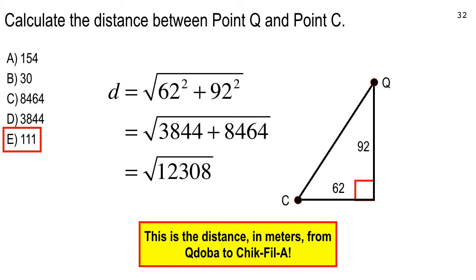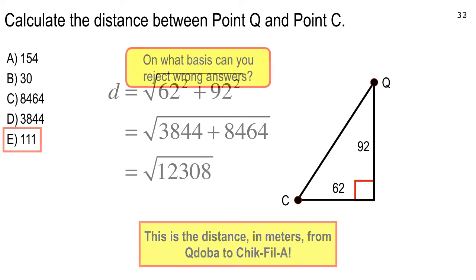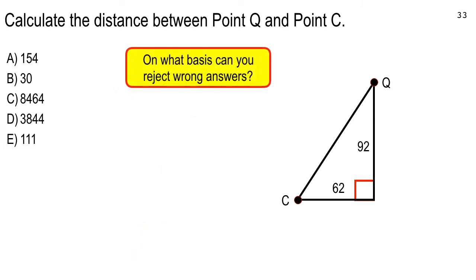By the way, this is the distance from Qdoba in the Student Union over to Chick-fil-A, and I am ready for lunch right now, so I wish I could go to either of those places. Anyway, there's the distance, 111 meters. Let's take a look at some of those other wrong answers. Now, this is a critical point that you should write down in your notes. When you're taking a multiple choice test with me or anybody else, if you don't know the answer right away, you can sometimes make an educated guess if you can eliminate at least one of the other options. So let's see if we can reject some answers here.